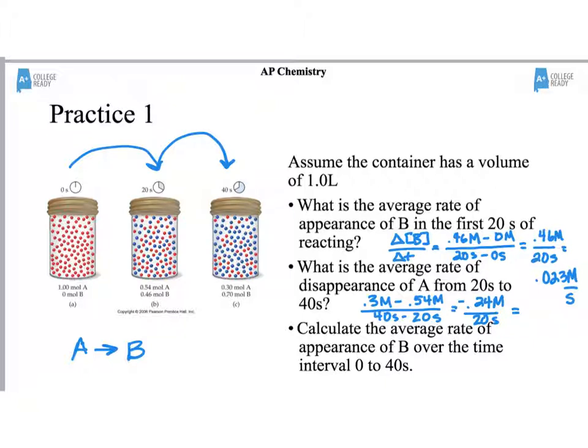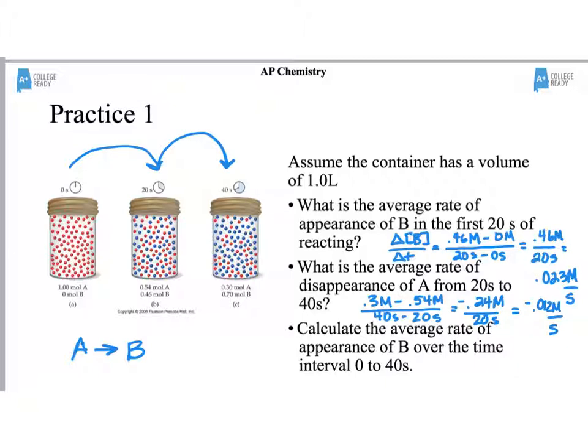Which would give us negative 0.012 molar per second. Last one says, calculate the average rate of the disappearance of B over the time interval 0 to 40 seconds. So 0 to 40 seconds, what's the average rate of B?